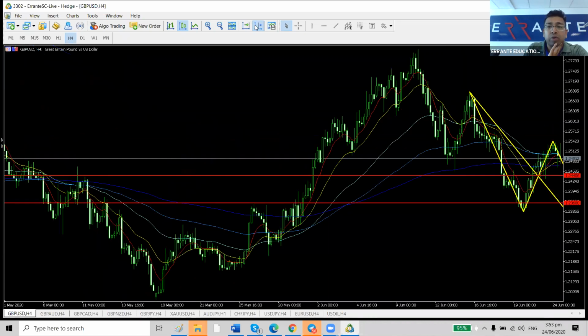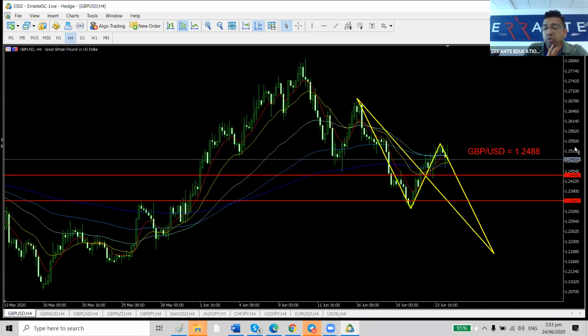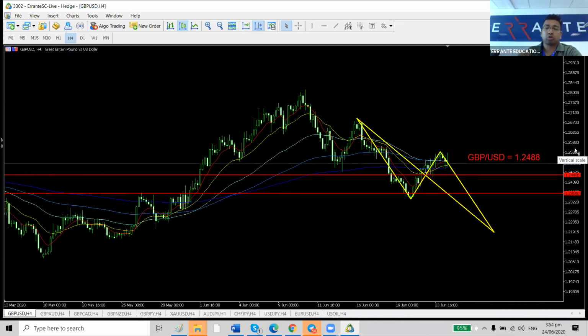Okay, so you want to equalize it. You just want to equalize your number of pips of potential profit to the probable stop loss level as well. Okay, so there you go.